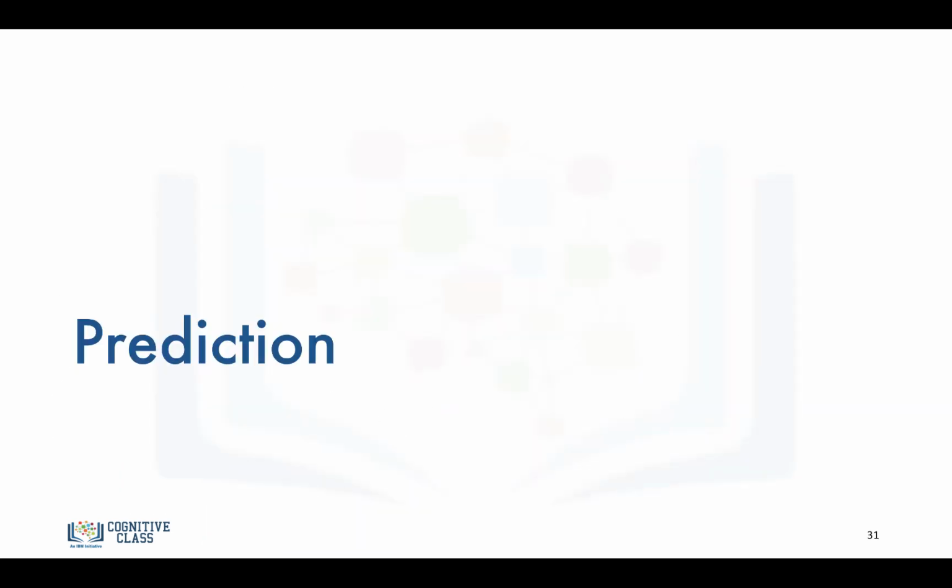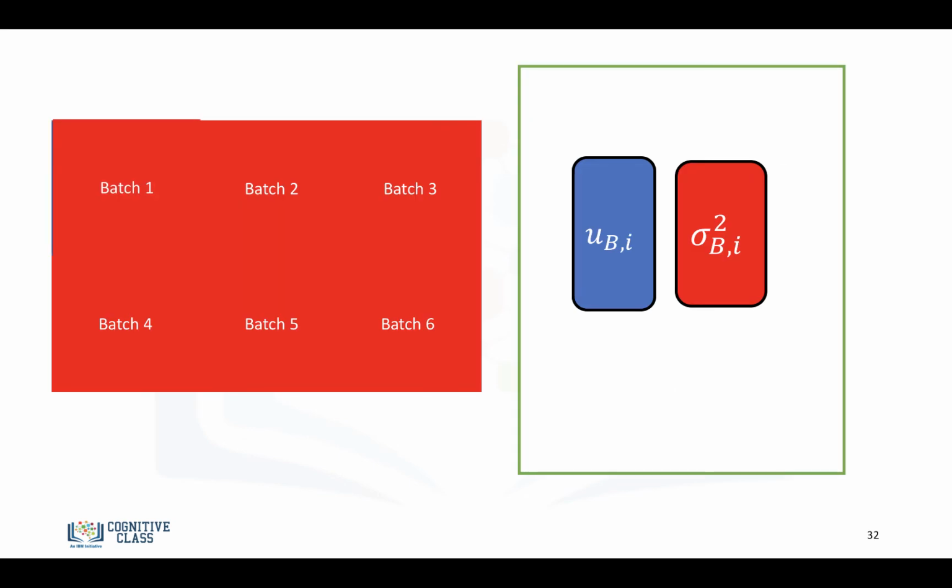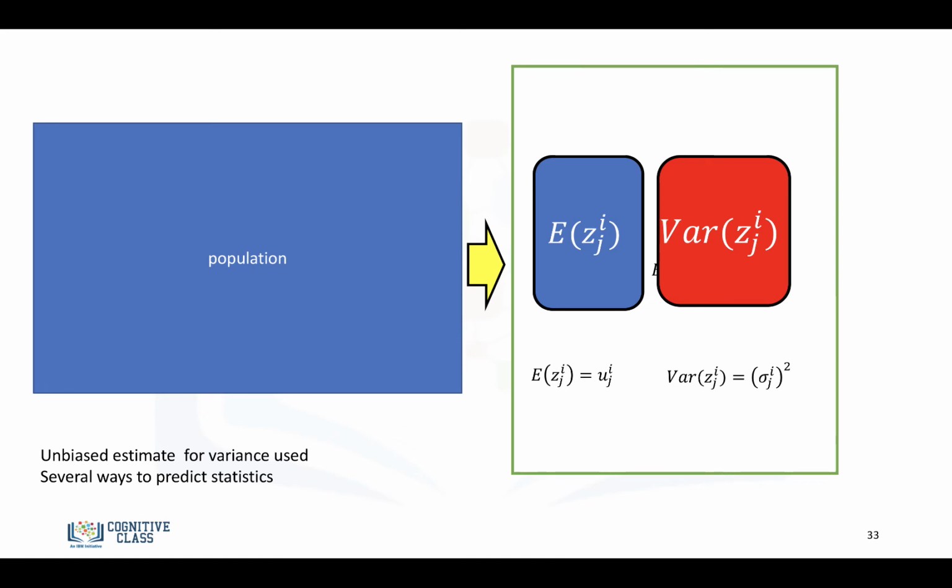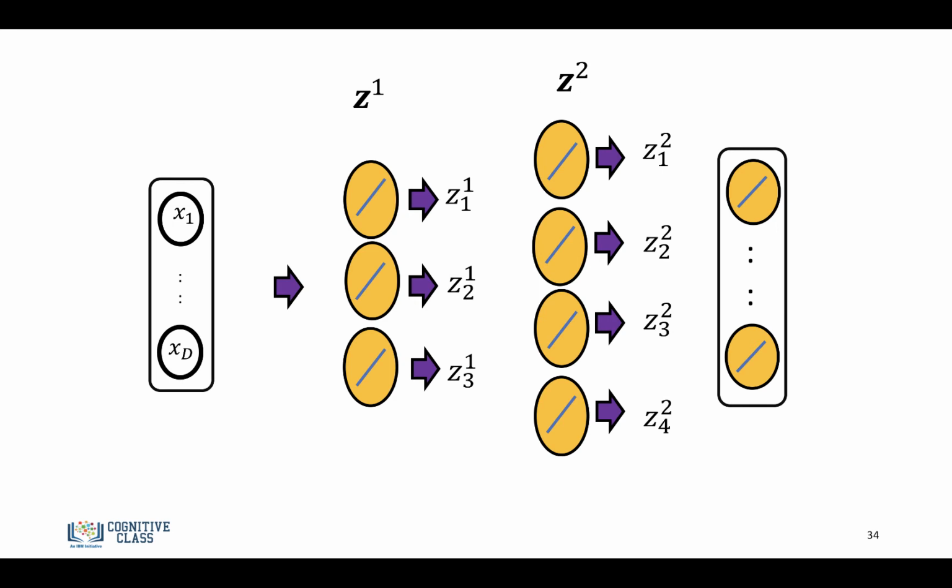So now let's see how to make a prediction. For the training, we'll calculate the mean and standard deviation for each batch as follows. But for prediction, we use the population mean and population standard deviation. There are several ways to do this, but this is the simplest way. You can see the PyTorch documentation for other ways to calculate it. Now let's see how the prediction actually works.